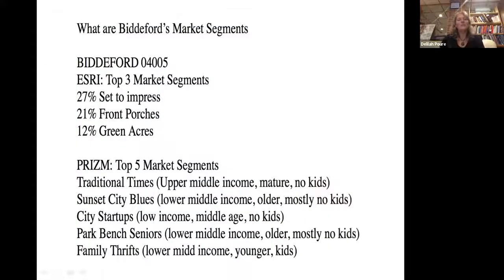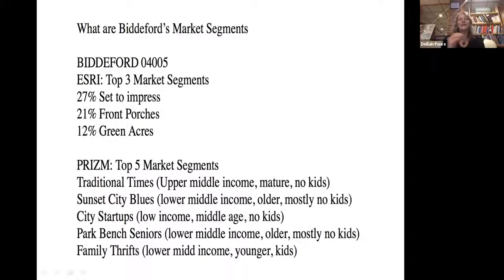Here is just a little summary from two online sites that you can use. The top one is from Esri, and the other is Prism. Those are both platforms where you can get information about your community in terms of psychographics. The psychographics are attitudes and aspirations of people in your community, and usually by these two companies anyway, they're put into groups like Set to Impress or Front Porchers.